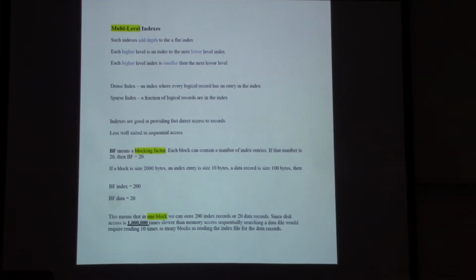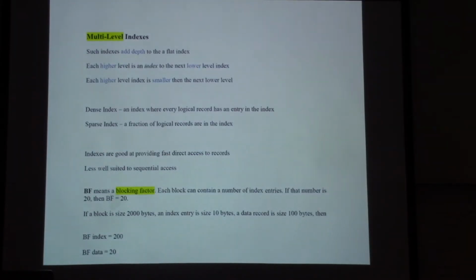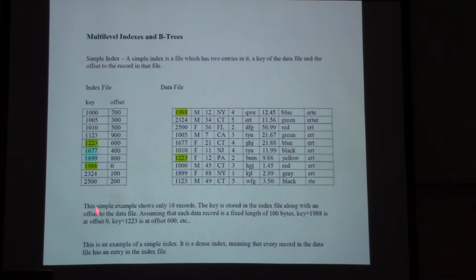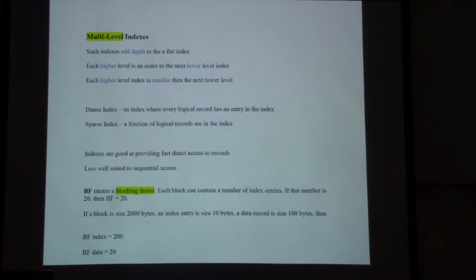So we go into something known as a multi-level index. A multi-level index is an index that you enter at one level, and then you keep progressing deeper into the index until you have a location where what you're looking for is actually stored. Such indexes add depth to a flat index. A flat index is pretty much what we were looking at in the other example. Flat meaning that this is just one-dimensional. You go from here immediately to here.